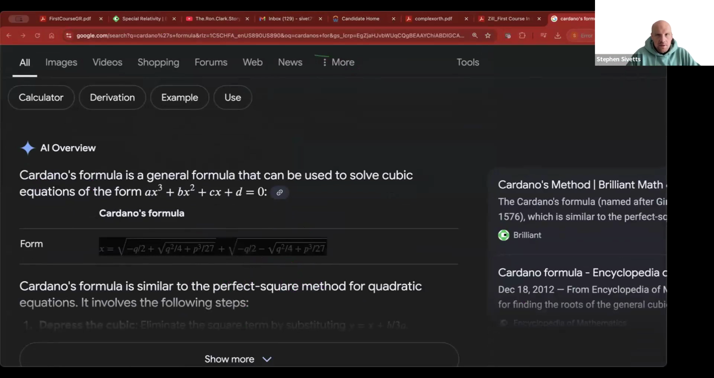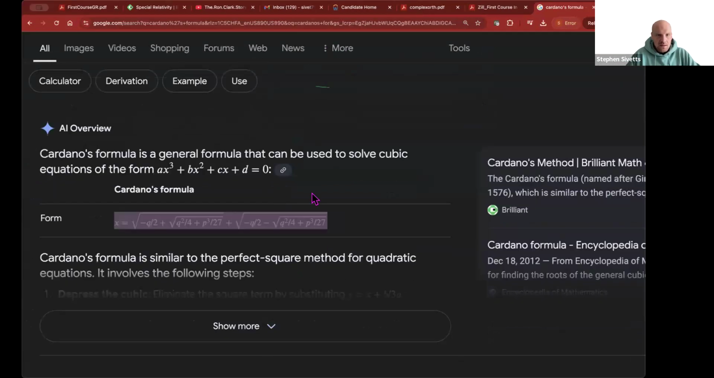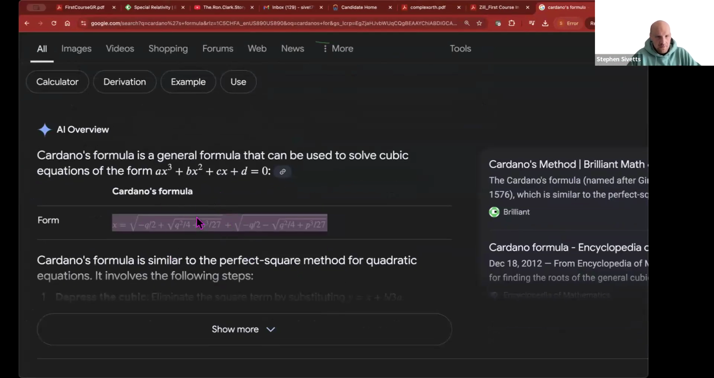It was a big event in the early 15th century when they derived solutions to the cubic equation, right? ax cubed plus bx squared plus cx plus d. But a really good example of where complex analysis comes in.